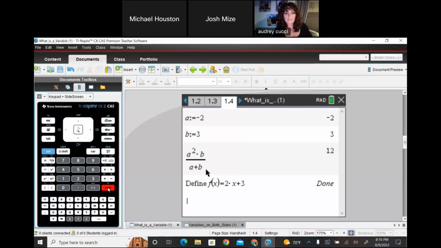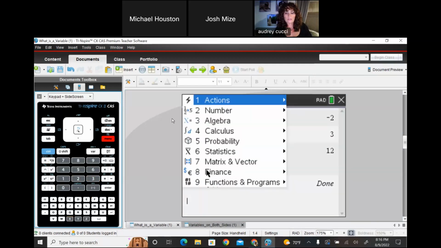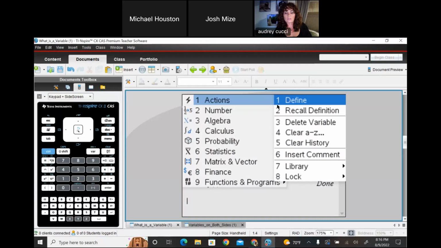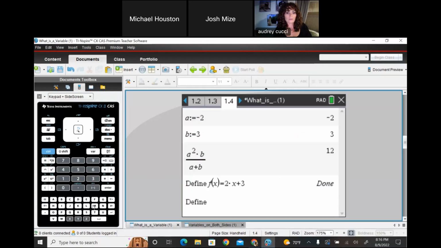I'm going to follow that same step to insert my g of x: menu, actions, define, g of x equals, let's do x squared minus 9.